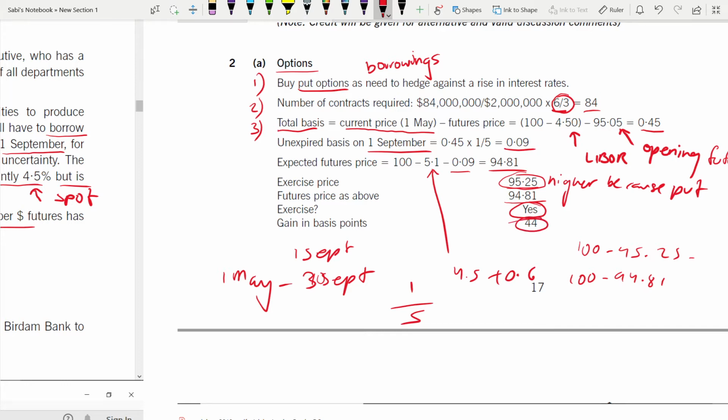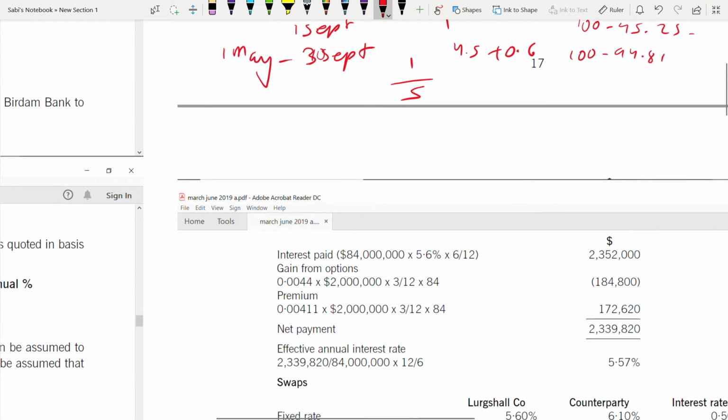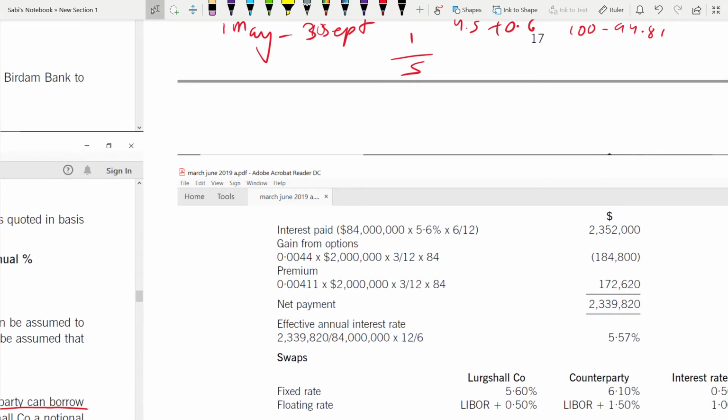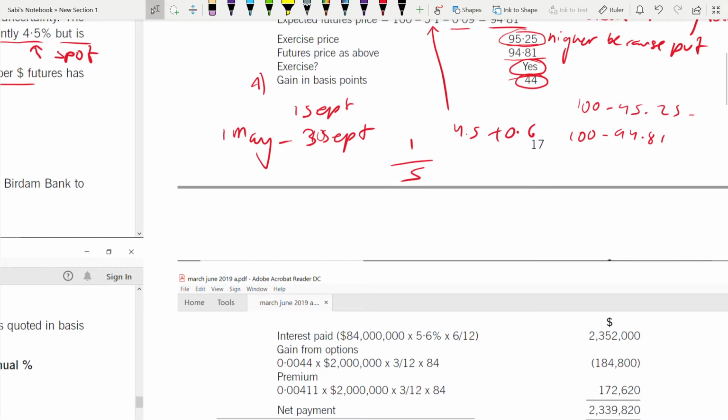So this is number 4 to find all this. Coming to that, it's not over. Interest paid, this is borrowing. This is how much you are going to pay interest. So for interest paid, what is the amount you want to hedge?